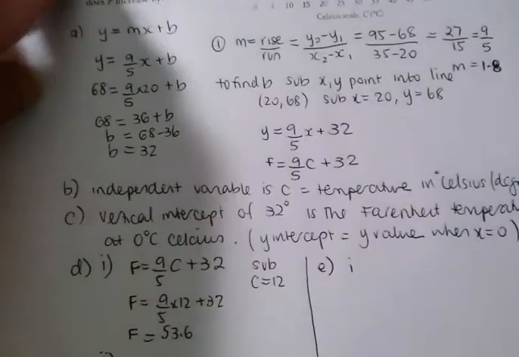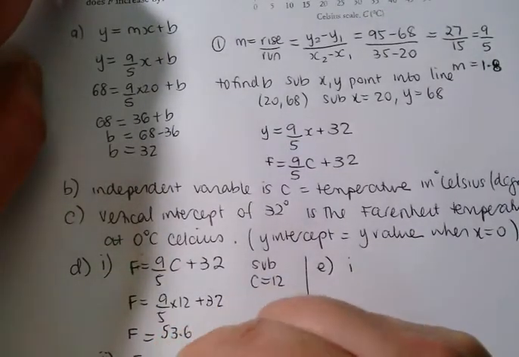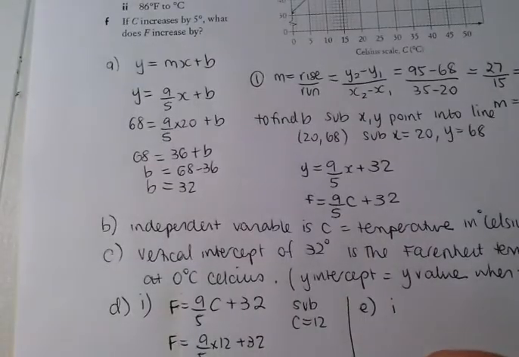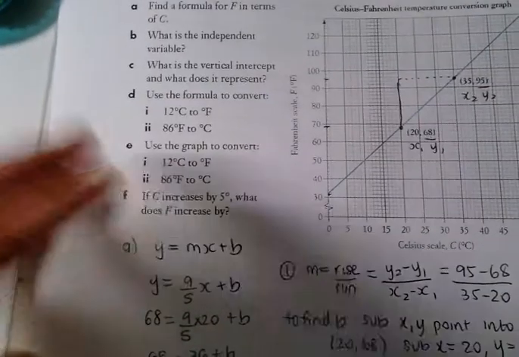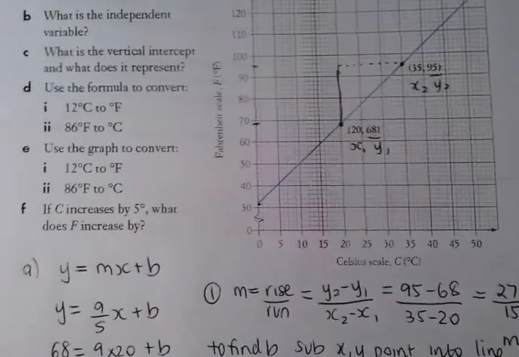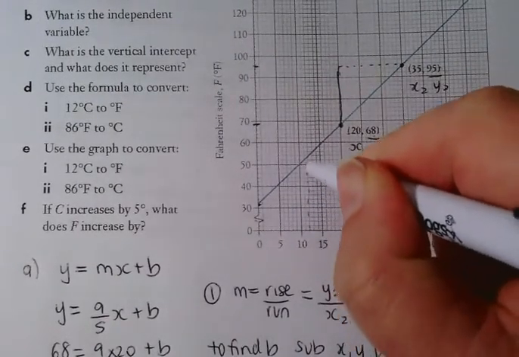And before I do part 2, which says to convert 86 degrees Fahrenheit to Celsius, so I'll be subbing Fahrenheit is 86. Before I do that, part E says to use the graph to convert 12 degrees Celsius to Fahrenheit. So let's do that. So 12 degrees Celsius to Fahrenheit.